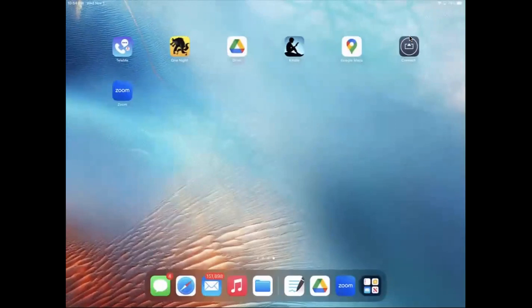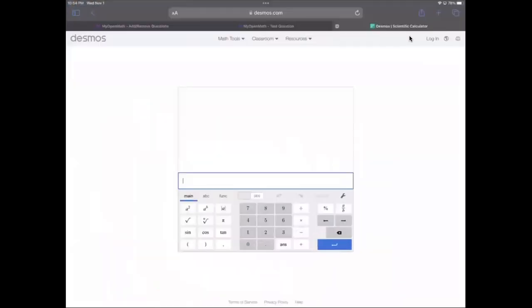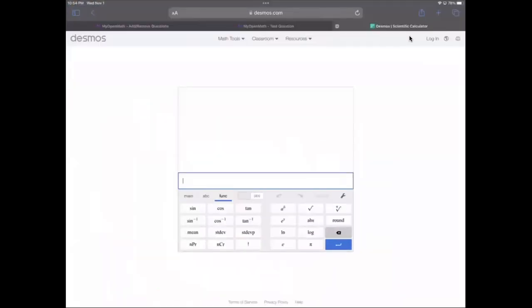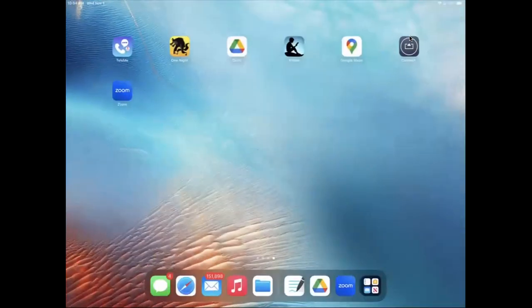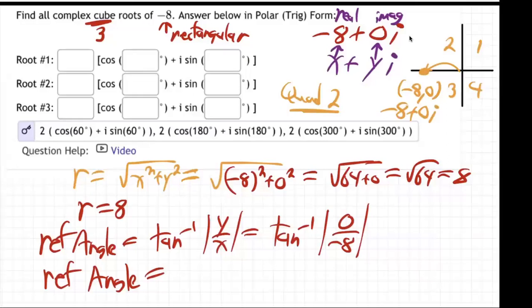Let's go to the calculator. So here I'm on the Desmos calculator. I'm going to go to functions, inverse tangent of, back to the main, of the absolute value, which is right there, of the absolute value of the fraction. Was it 0 over -8? Yeah, 0 over -8. Enter. It's 0. The answer came out 0. So we go back here. So the reference angle equals 0.